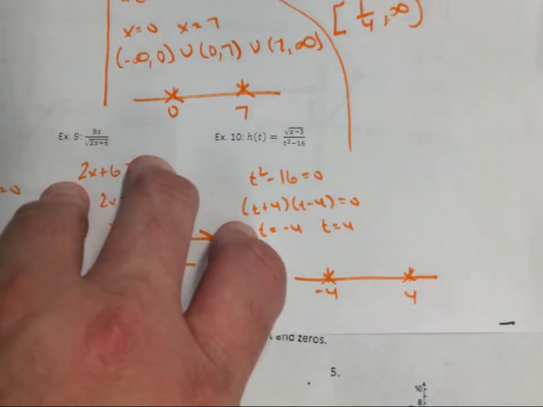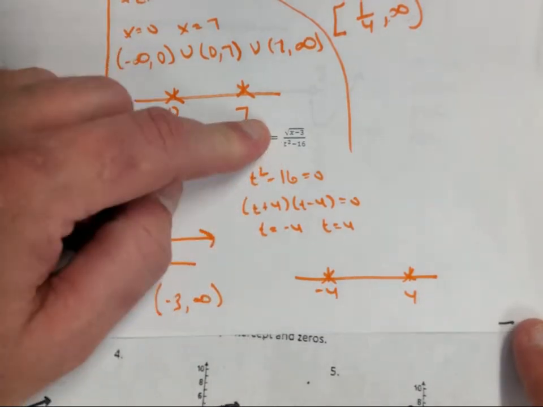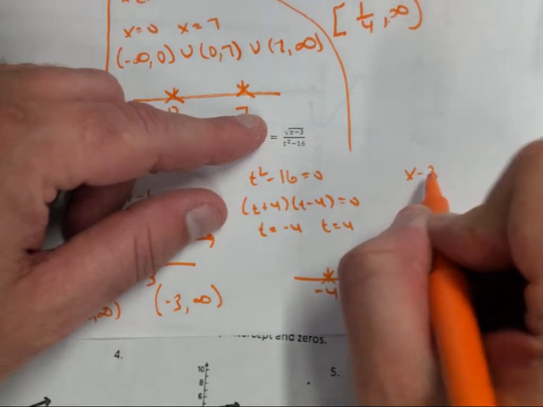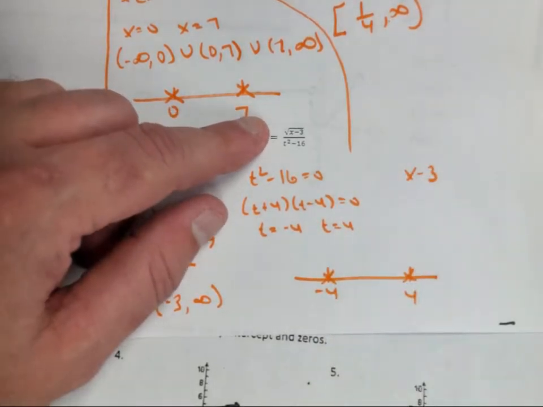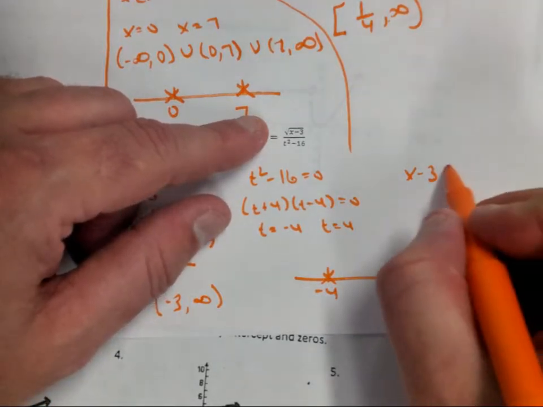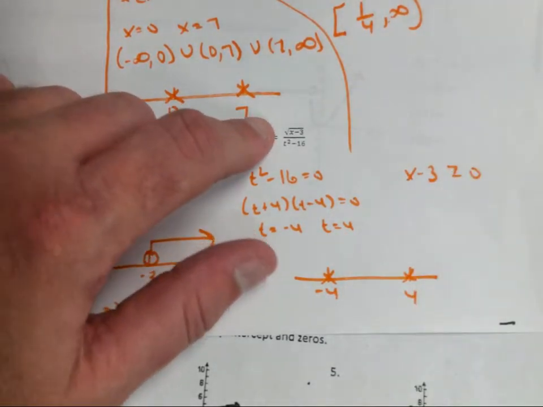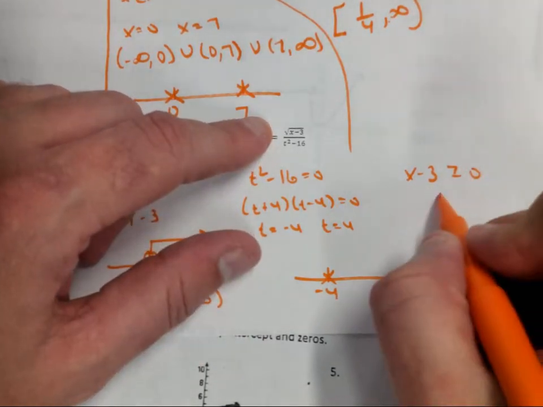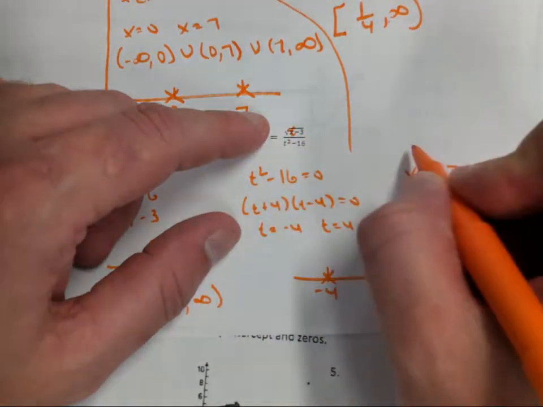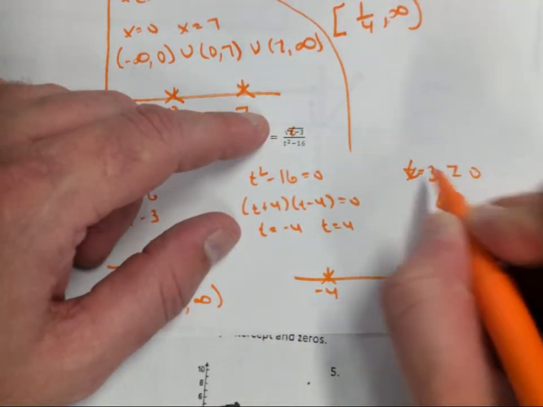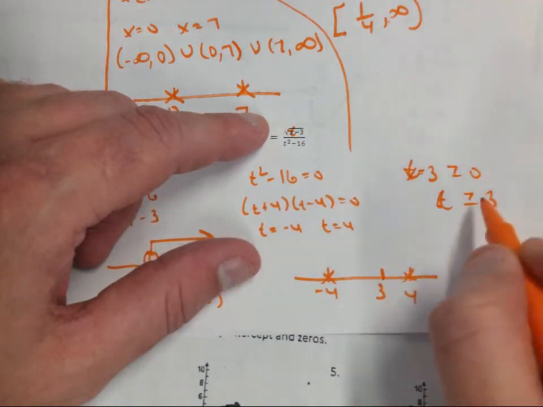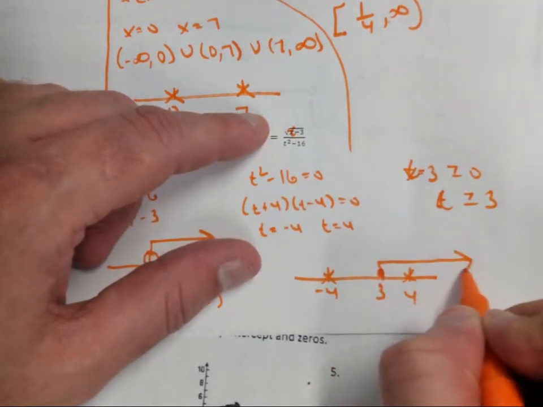This is the only time you have to worry about the numerator. What's in the numerator? Don't you have to worry about radicals? So I'm going to do x minus 3. Would I do greater than or equal to, or greater than 0? You would do greater than or equal to 0 because it's not in the what? Denominator. Does that make sense? So, okay, that's supposed to be a t, not an x. So t is greater than or equal to 3. So I'm going to go to 3, put a closed dot, and draw an arrow.